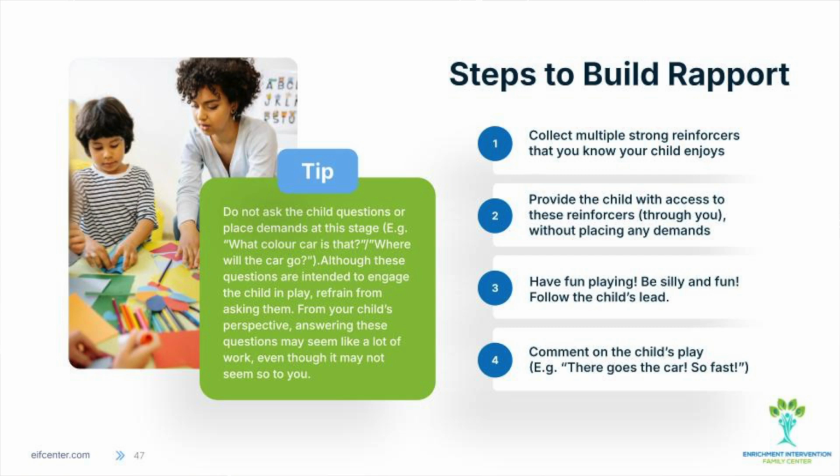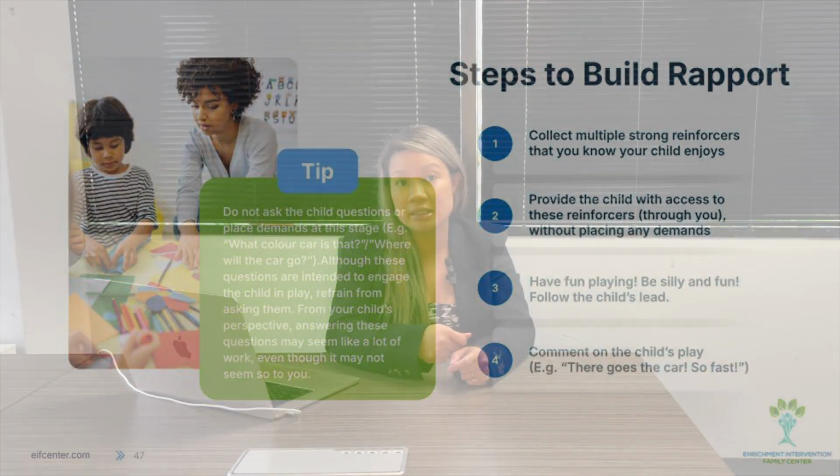Two, provide the child with access to these reinforcers. So immediately you might want to give the unicorn to the learner. You might want to play with the learner with the unicorns. Number 3, be playful, be fun, find your inner child. You want to be fun and engaging. And lastly, create attending statements. So you want to generate as many reinforcing and praising statements as possible. So those are all the steps to building rapport.